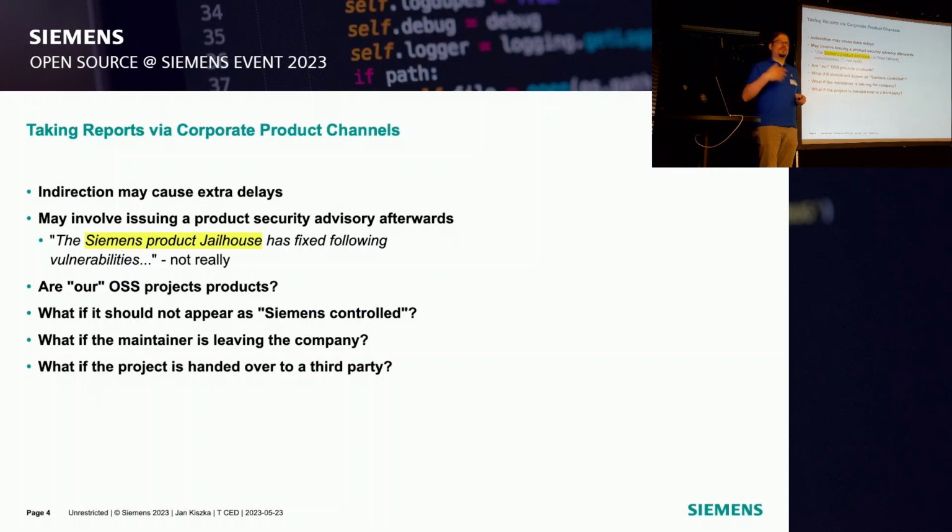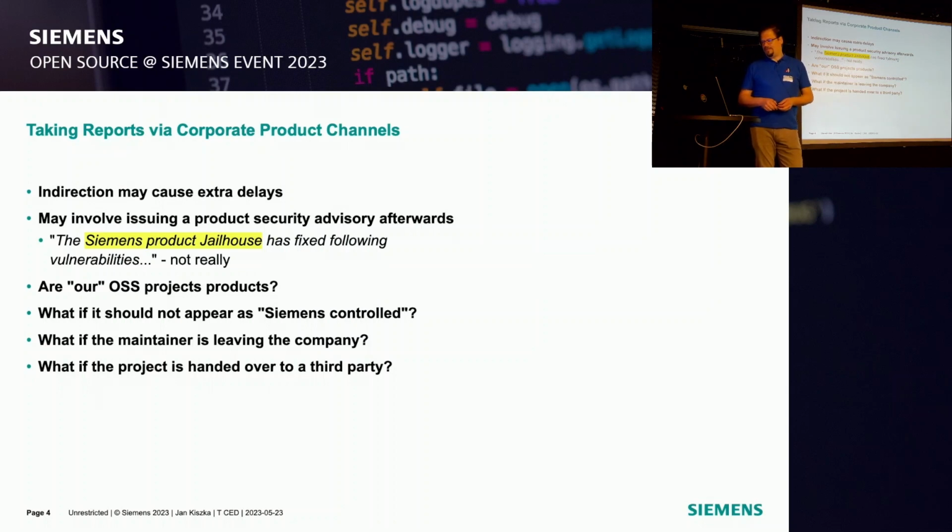Also, if a project is handed over to a third party, because Siemens no longer has the strongest interest in the project and someone else takes over, it has also happened before with projects we run. How to hand over the infrastructure, give them access to our product cert. So yeah, this is the most flexible solution for that.